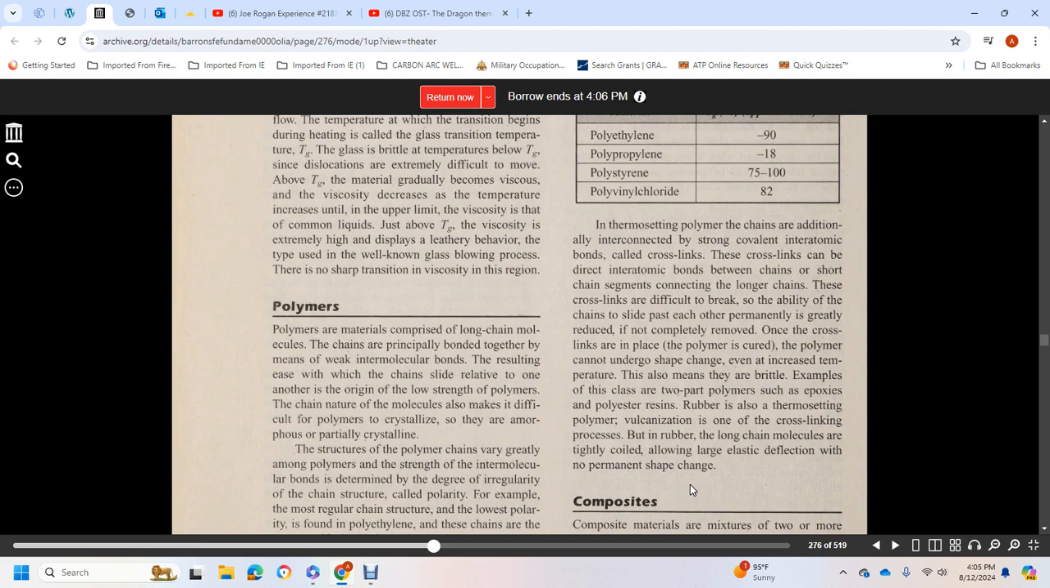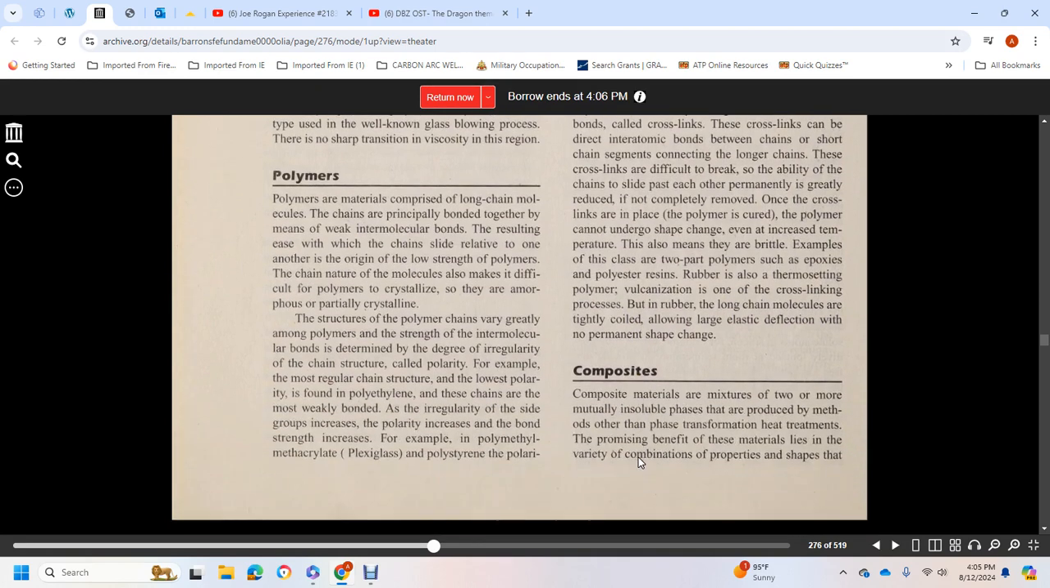For example, the class of two-part polymers, epoxies and polyester resins. Rubber is also a thermosetting polymer. Vulcanization, one of the cross-linking processes, applies to rubber, where long-chain molecules are tightly coiled, allowing large elastic deflection with no permanent shape change. Composites: a composite material is a mixture of two or more mutually insoluble phases.